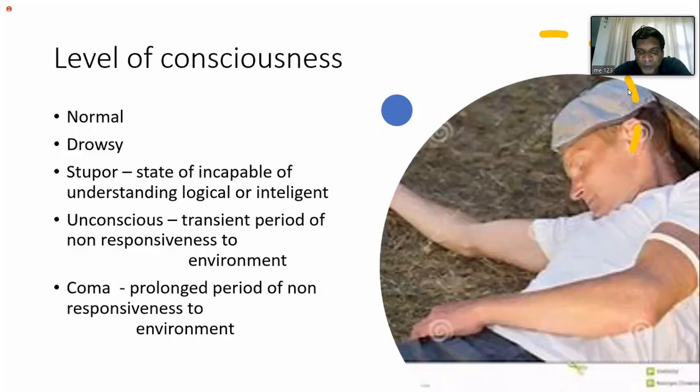And then we call it stupor. Stupor means you can't intelligibly or logically understand the thing. So you try to explain something to a person, but he can't understand what you're talking about. But he should be able to understand.